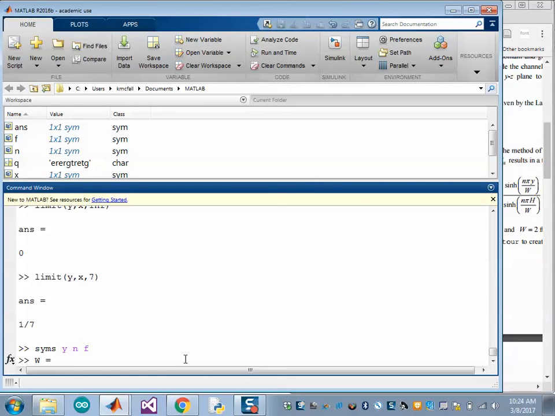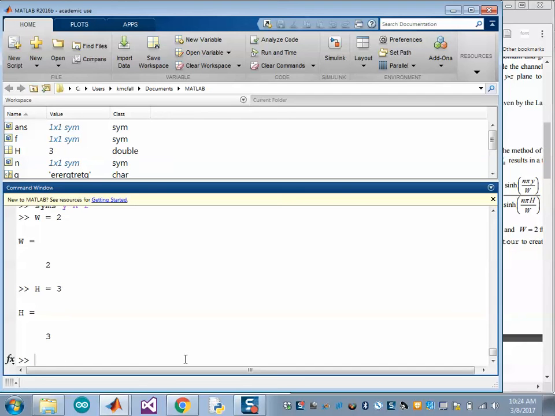I'm going to say w is equal to 2 and h is equal to 3. Those are the constants from that problem. So w and h are constants, n and y are things that might change. And I'm going to say that f is equal to the hyperbolic sine of n times pi times y divided by w, all divided by the hyperbolic sine of n times pi times h divided by w. So now f is a symbolic expression. It's this ratio here that's in the problem.